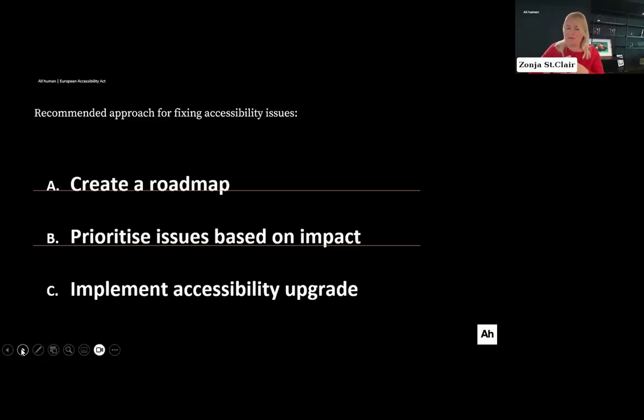Hopefully some of your fixes might be template based, so header, footer, navigation. So starting with those will have an effect on the entire website. So yeah, just taking it one by one and prioritizing those.